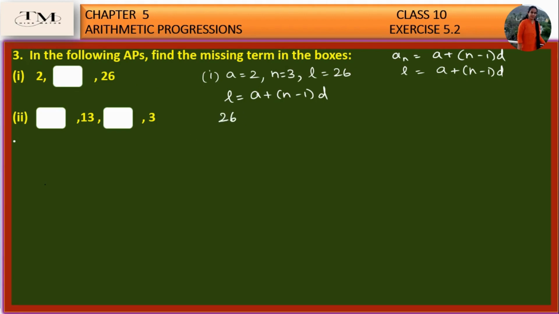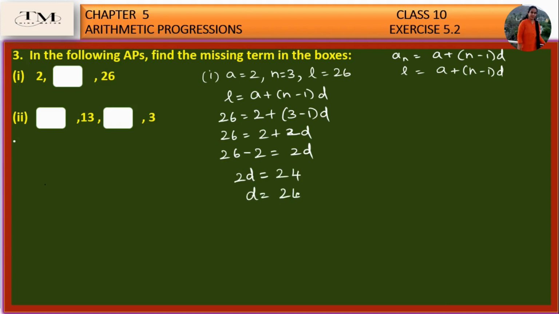So L is 26, a is the first term which is 2, plus n is equal to 3 minus 1 into d. So 26 equals 2 plus d times (3 minus 1), which is 2, so it is 2d. Here the plus 2 will become minus 2 when it changes the side. So we can write 2d is equal to 26 minus 2. So 26 minus 2 is 24, so 2d is equal to 24. 2 is in multiplication; when the side changes, it will become division. So 24 divided by 2 is 12. So d is equal to 12.